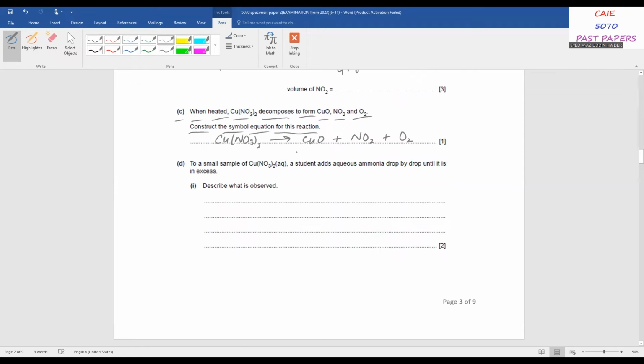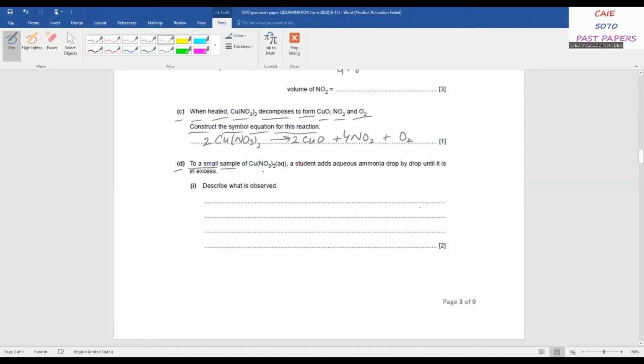N is 2 moles on reactant side, and on the product side it's 1. Oxygen is 6, and on the product side it's 5. So if I write 2 before Cu, it will become 2CuO, then 4 NO2. What about oxygen? 2 times 3 is 6, 6 to the 12, 4 to 8, 9, 10, 11, 12. Now it's balanced. The equation is balanced.